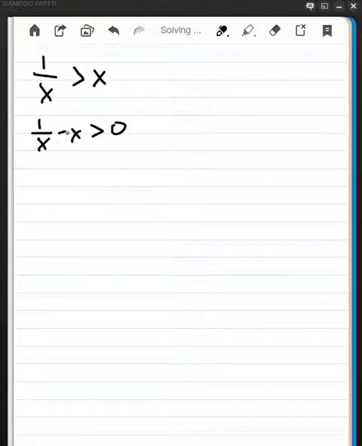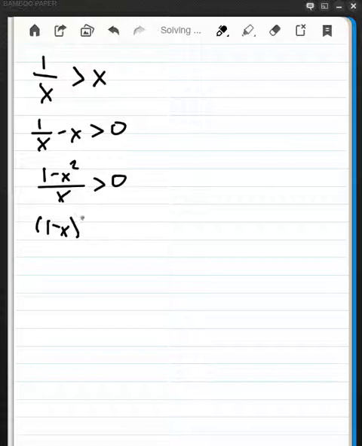Greater than 0. We're going to have to create a common denominator. To do that, we would have to multiply this by x and then divide it by x as well. So it's going to get x squared over x. So 1 minus x squared divided by x is greater than 0. This is a difference of squares, so let's factor it, and you'll see why in a second. Over x is greater than 0.